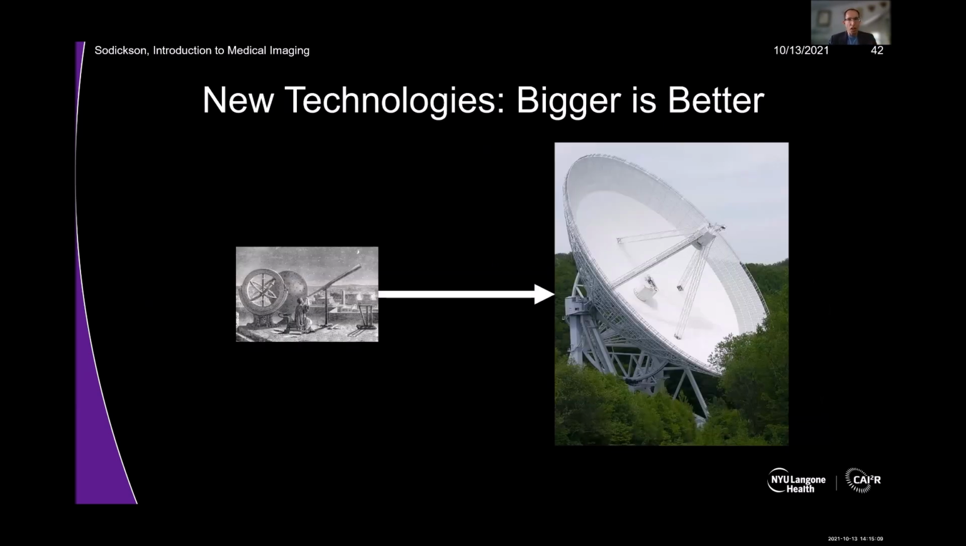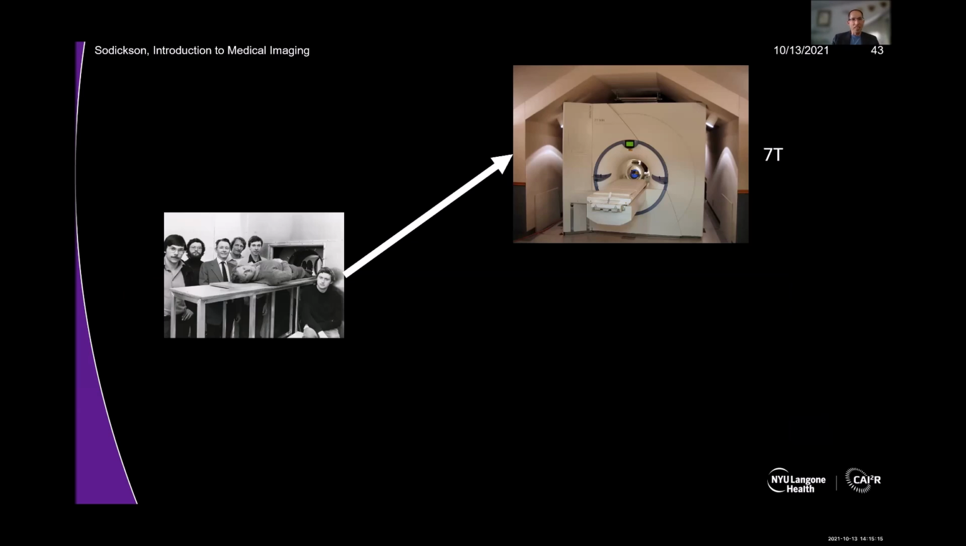Well, obviously in astronomy, when it comes to telescopes, bigger is better. And we have a similar trend in medical imaging. So if you see the early low magnetic field strength scanner prototypes from the first phase here, we've moved up to things like this, the 7 Tesla MR scanner that we have at my institution at NYU.